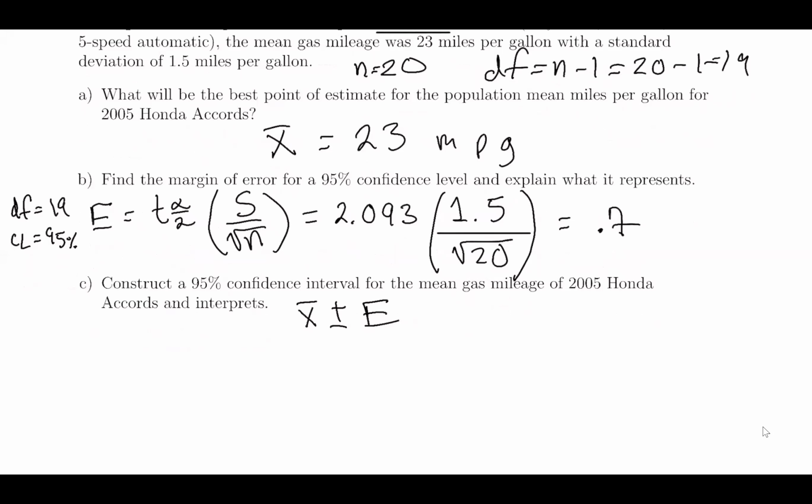So in this scenario, the mean is 23. You want to add it and subtract it to the margin of error, which is 0.7. So if I do that, you get 22.3, and we get 23.7. So our confidence interval is telling us that the population mean miles per gallon for a 2005 Honda Accord should be anywhere between 22.3 all the way to 23.7. And that's how you get the confidence interval. Any question in regard to the confidence interval?